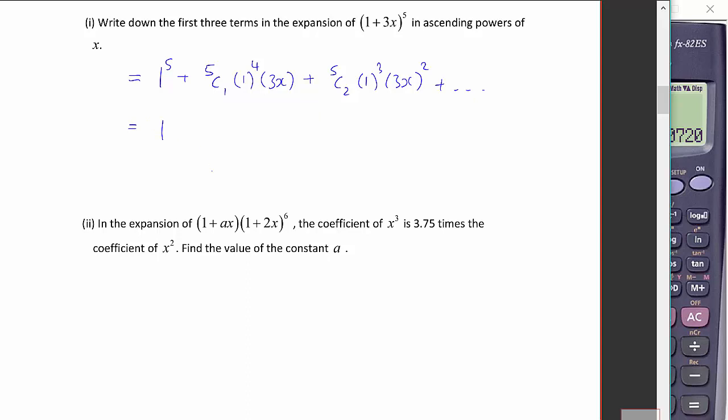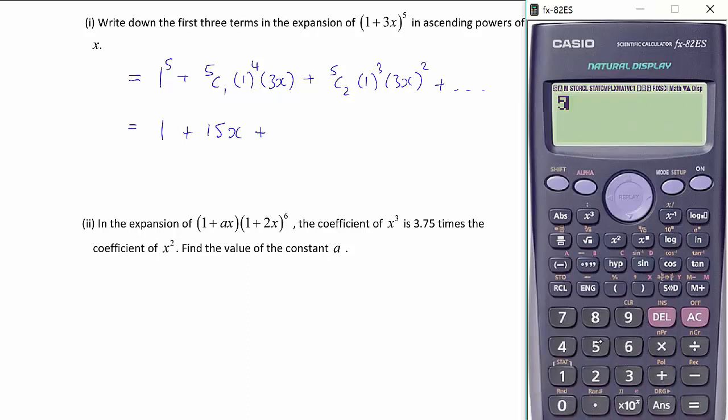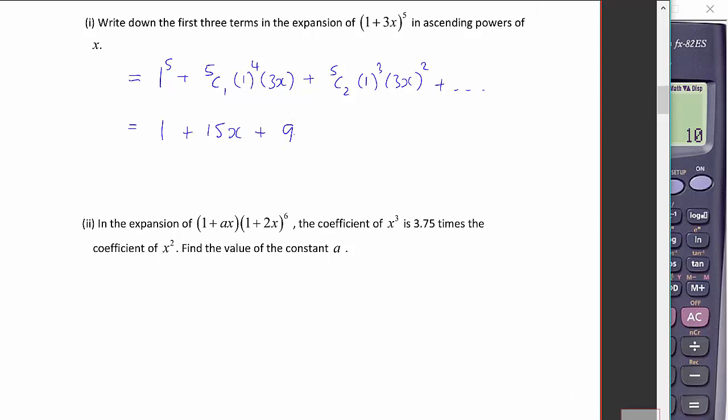1 to the 5 is 1. 5c1 is 5, so it's going to be 5 times 3. It's going to be 15x. And then we have 5c2, which of course we can calculate. So 5c2, so that's 10 times 1 times 9. So 90x squared.